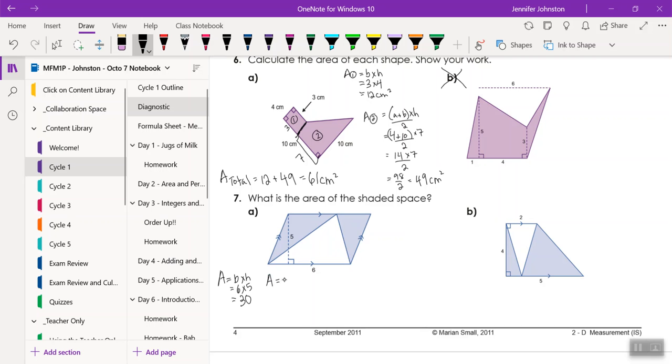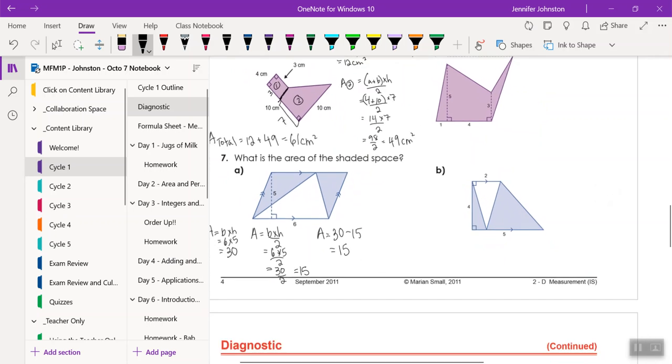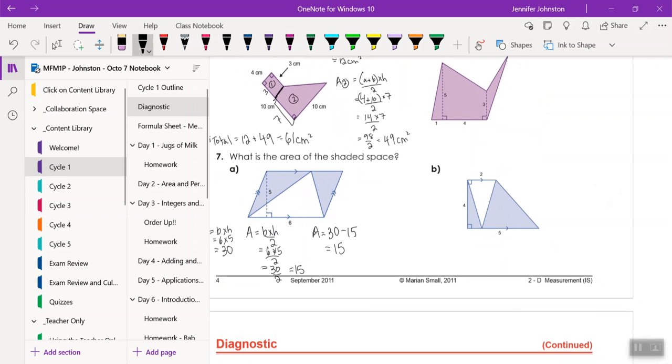So the area of the triangle is base times height divided by 2, which is base is 6 times 5 divided by 2, which gives us 30 divided by 2, and that's 15. All right, so the area of the shaded, anytime you want to find a shaded shape, you're going to subtract. So it's 30 subtract 15, which gives us 15 in the end. And if they had any units, let's say centimeters, we would write centimeters squared.